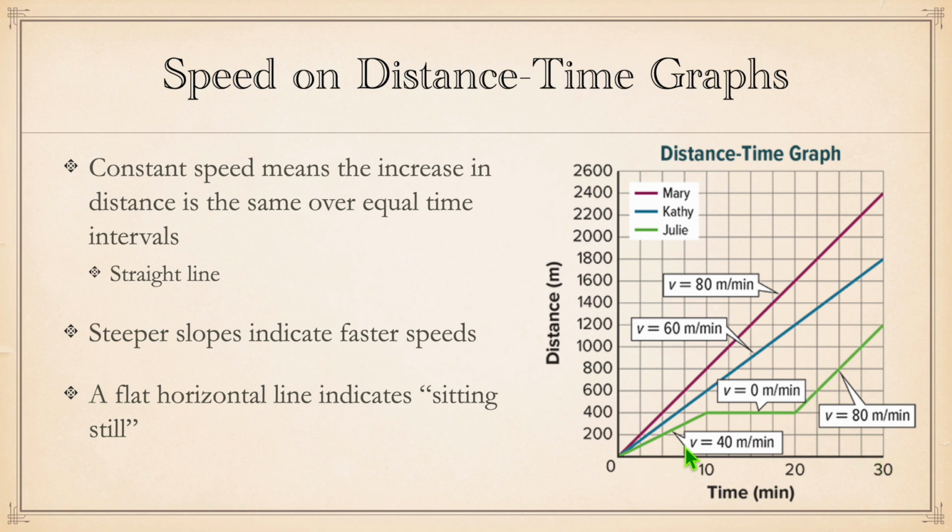Julie down here starts off at 40 meters per minute, so we have an even flatter slope here. Stops for 10 minutes, which is basically this flat horizontal slope here, which is 0, so velocity equals 0 meters per minute here. And then she basically starts moving again at 80 meters per minute here. Okay, so this is a changing speed. These are all constant speeds. This is constant for 10 minutes, then changes for 10 minutes, and then is constant for another 10 minutes.